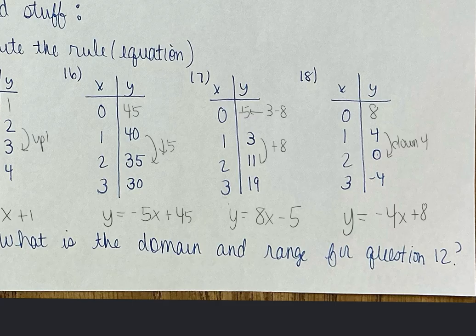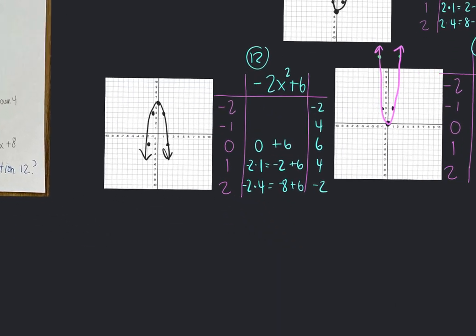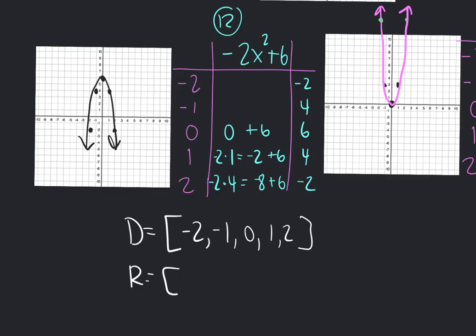All right, last question says, what is the domain and range for question 12? I write D equals, and then I do brackets, either squared off brackets or normal brackets. Negative 2, negative 1, 0, 1, and 2. Those are all the X's we picked. The range are all the Y answers. Negative 2, 4, 6, 4. Oh, silly me. I don't need repeats. So we just need negative 2, 4, and 6. We don't need to write those other two again.